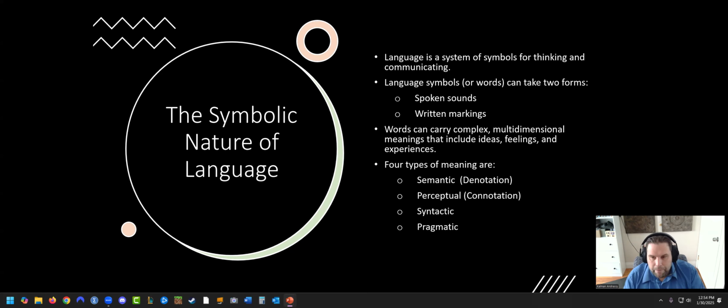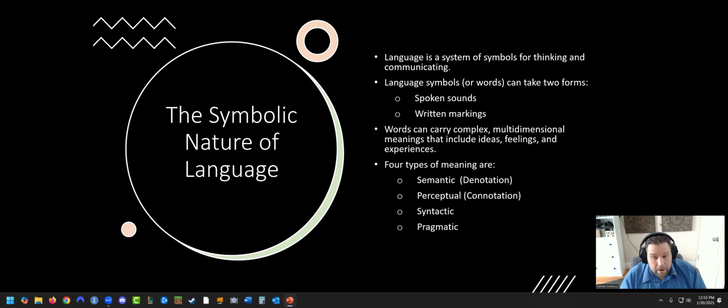multi-layered nuances based on a number of different factors. And then those multidimensional meanings can include things like ideas, feelings, and experiences. And the four types of meaning that are ultimately derived from words are broken down into semantic and denotative, perceptual and connotative, syntactic and pragmatic types of meaning.